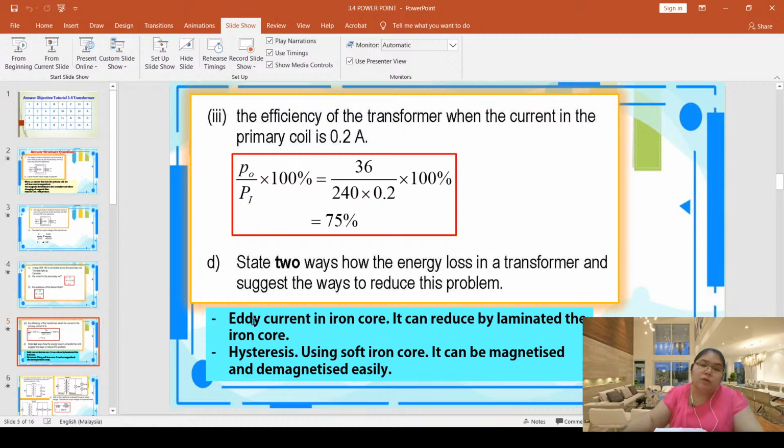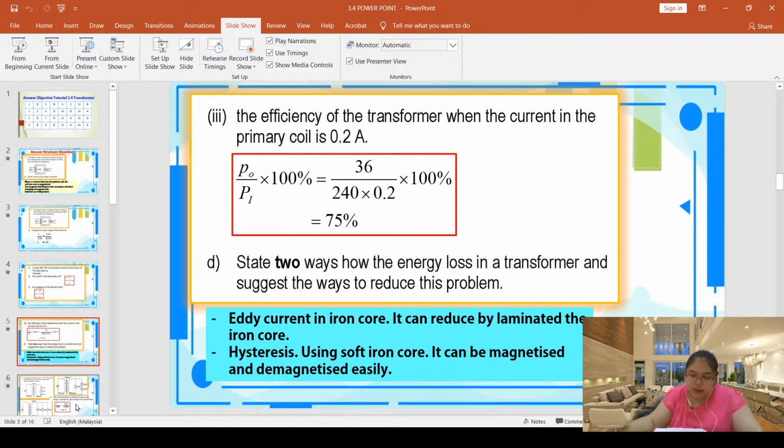The first one I mentioned here is the eddy current, in the iron core. How to reduce it? We use a laminated iron core. Another one is the hysteresis problem, so we use a soft iron core. It can be magnetized and demagnetized easily. So this is the problem and how we solve the problem.